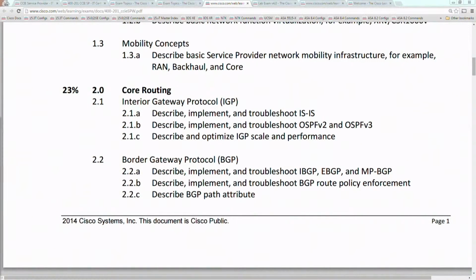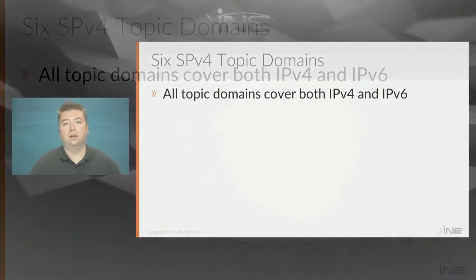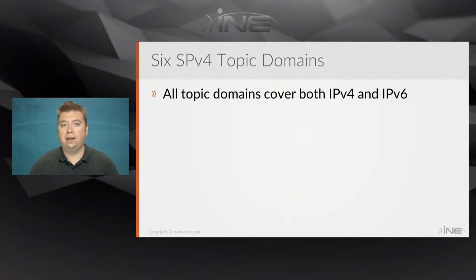Okay, so as I mentioned, there's going to be 6 topic domains overall, and all of them are going to cover both IP version 4 and IP version 6. So as I mentioned, we're going to be looking at both IOS platforms, IOS XE as well as IOS XR, and we'll also be looking at, for each of these subtopic domains, both IPv4 functionality and IPv6. So this means for IGP routing in OSPFv3, we're going to be routing both IPv4 and v6, and then likewise in IS-IS.